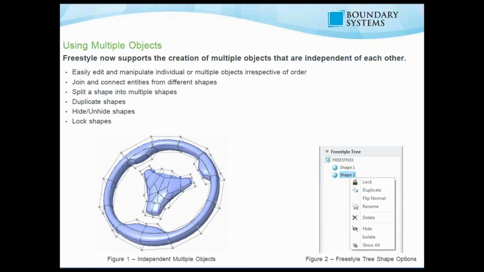Okay, so you can also add new shapes at any time, and as the shapes are connected and joined, the shape count changes in the new Freestyle tree, as we see there in Figure 2. So we see multiple shapes here that are associated with each Freestyle shape, as we see in Figures 1 and 2. And then again, as you connect those shapes together, it'll change the shape count in your Freestyle tree.